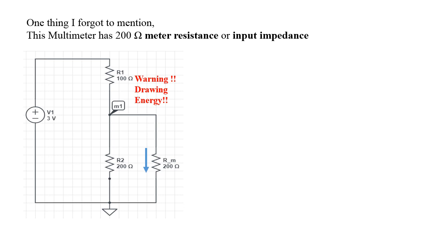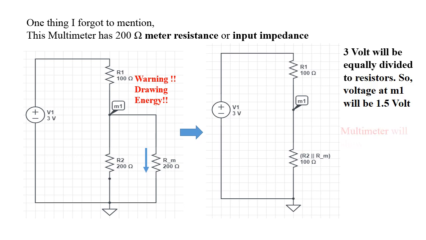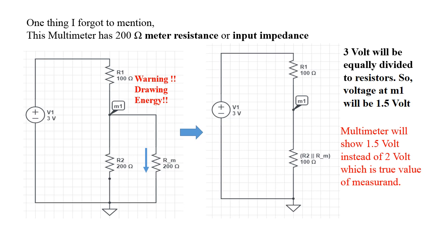So the equivalent circuit will be like this. R2 and Rm will be in parallel, so that will be equal to 100 ohm. Now if we want to calculate the voltage at M1, the 3 volt will be equally divided between R1 and R2 parallel Rm. So simply it will be equal to 1.5 volt. So now your multimeter will show 1.5 volt instead of 2 volt, which is the actual value. This is the disaster happening because of the loading effect.